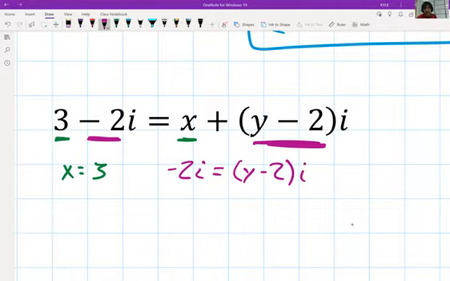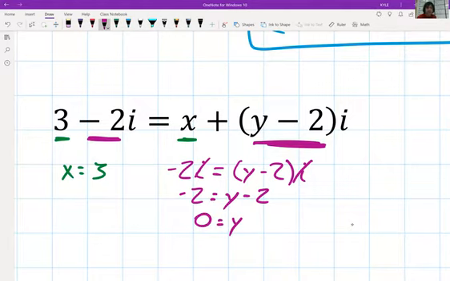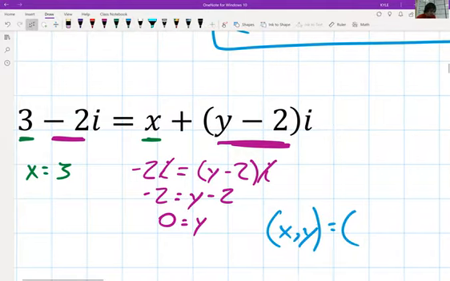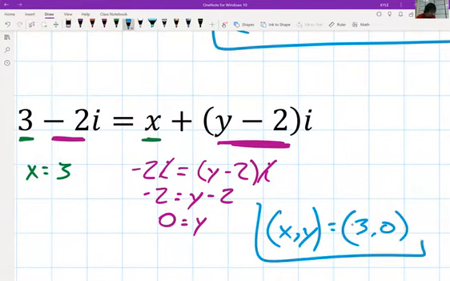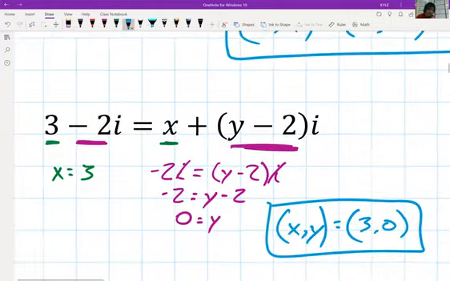So what does that mean? We can divide that i out on both sides. So negative 2 equals y minus 2. Add 2 to both sides. It looks like y equals 0 here. So we set it up and we say, what x value, what y value would make this equal? That means we need the same number of real, same number of imaginary on both sides. So x comma y equals 3 comma 0. And that'll make these two complex numbers equal.